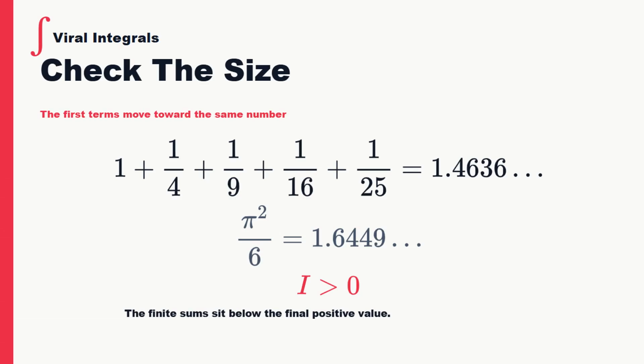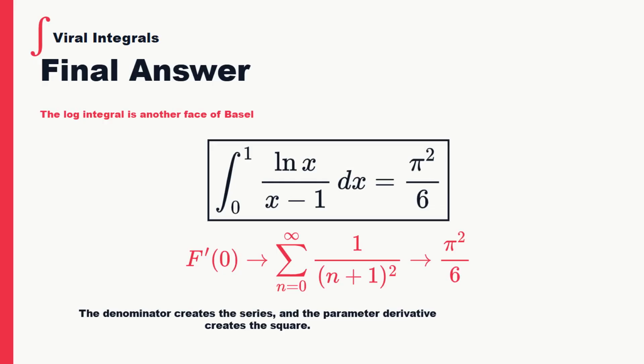The first few reciprocal square terms are already positive and below 1.6449, so the final value is positive and in the expected range. So the integral from 0 to 1 of natural log x over x minus 1 is pi squared over 6. The denominator created the geometric series, and differentiating under the integral sign created the logarithm.